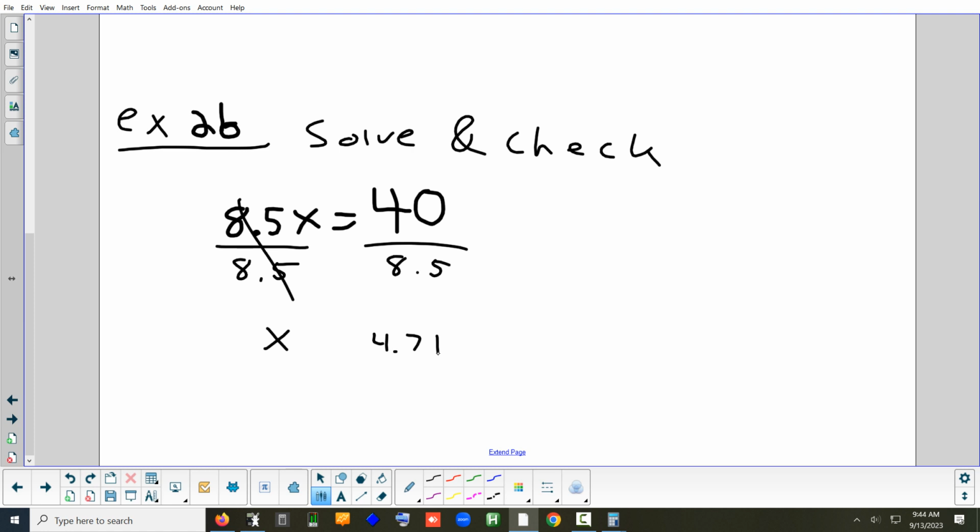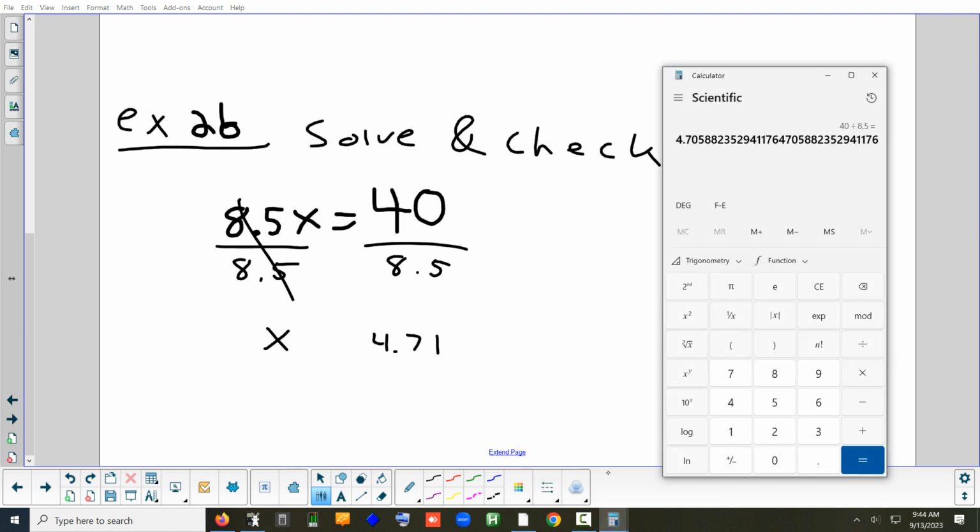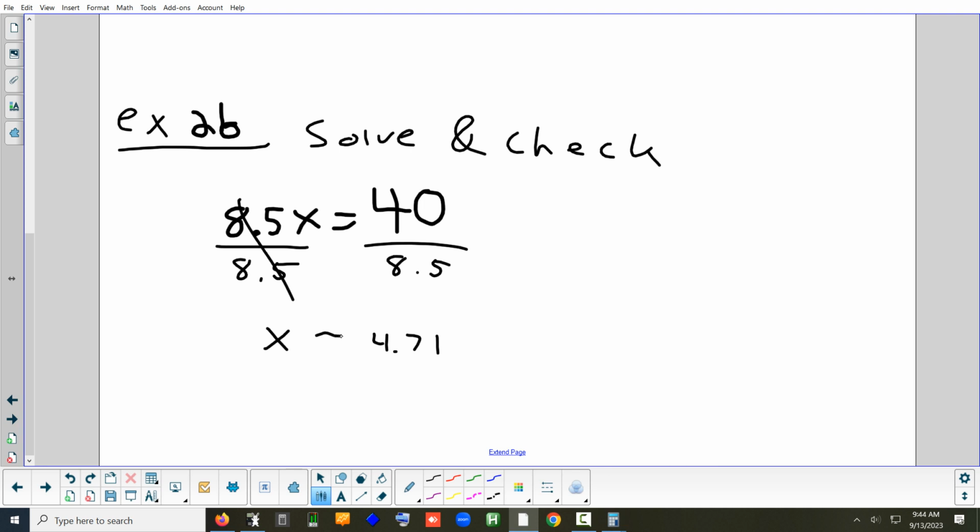Now, was it exactly 4.71? No. So the symbol we usually use for that looks like that. So it's kind of a wavy equal sign, which means it's about 4.71, but it's not exact. Now, what if I wanted to round to 1 decimal place? What would the answer be? Yep. 4.7. Yep, 4.7. And let me put the answer back up.